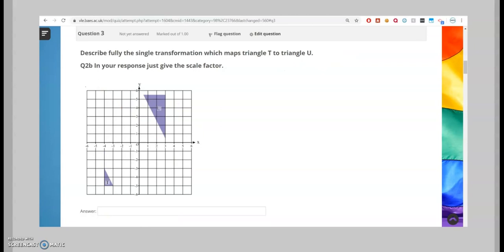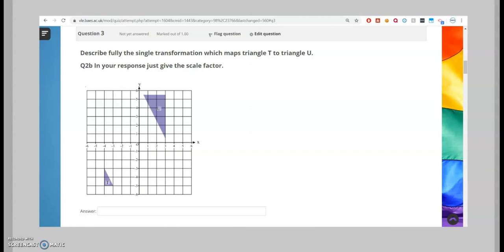This part links to the same question, so we're going to have to write just a scale factor in this one. So as we decided earlier, this is an enlargement. Now the reason why we can see the shape being flipped is because this is a negative enlargement, and we'll see what that looks like when we work out the factor.